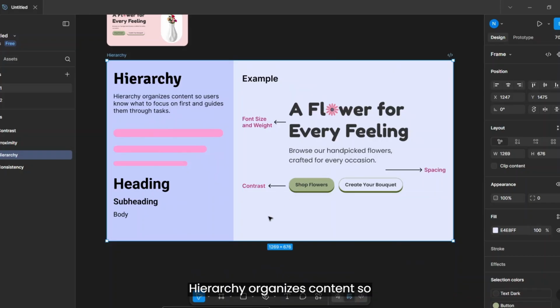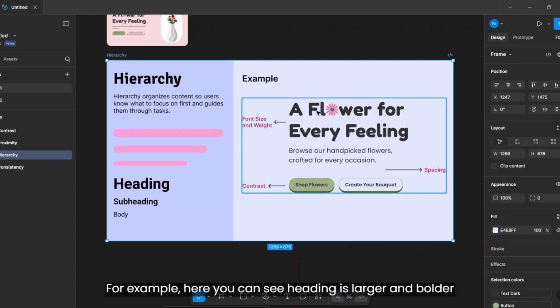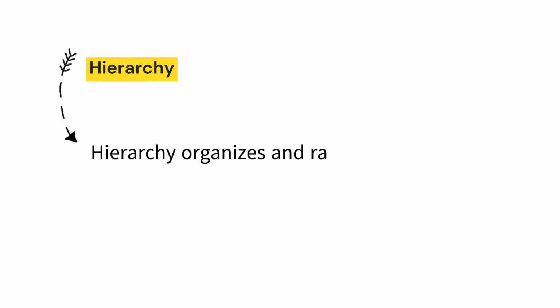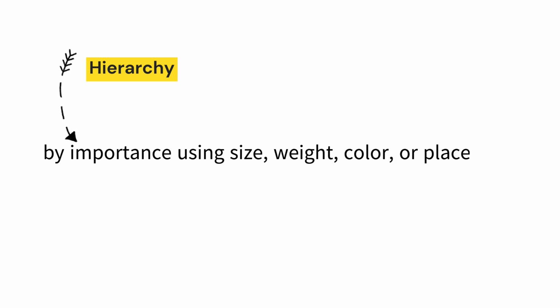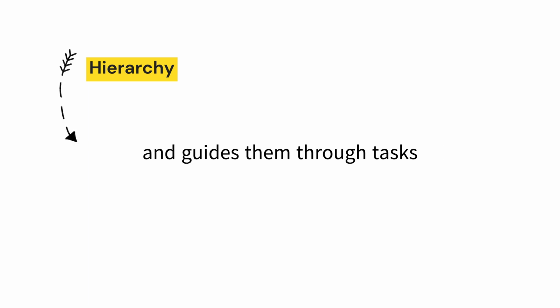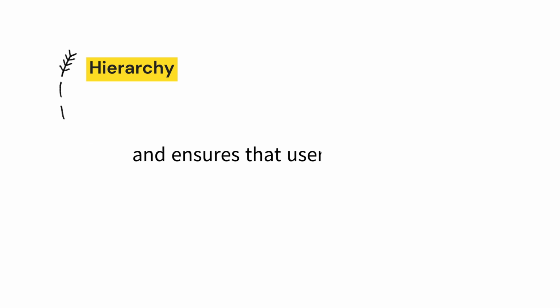Hierarchy organizes content so users know what to focus on first and guide them through tasks. For example, here you can see heading is larger and bolder and subheadings are slightly smaller and easy to scan. Even spacing, contrast guide the eye naturally. Hierarchy organizes and ranks UI elements by importance using size, weight, color, or placement. This helps users know what to look at first and guide them through tasks, which reduces cognitive load, makes scanning easier, and ensures that users notice the most important information first.